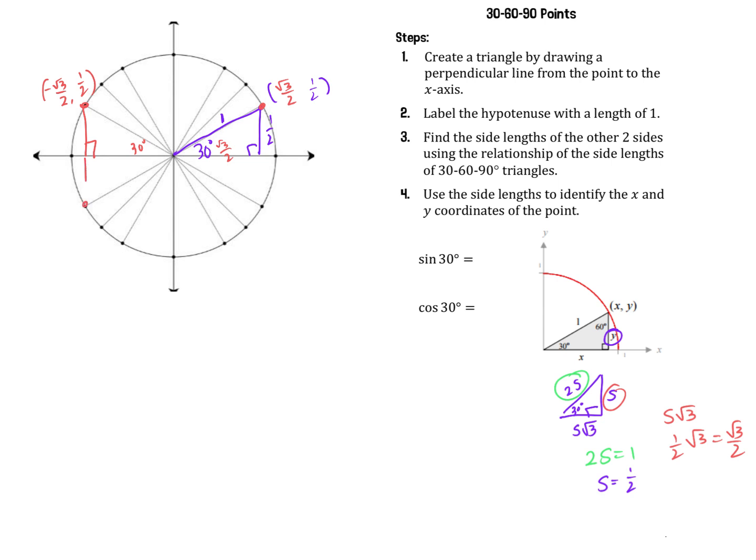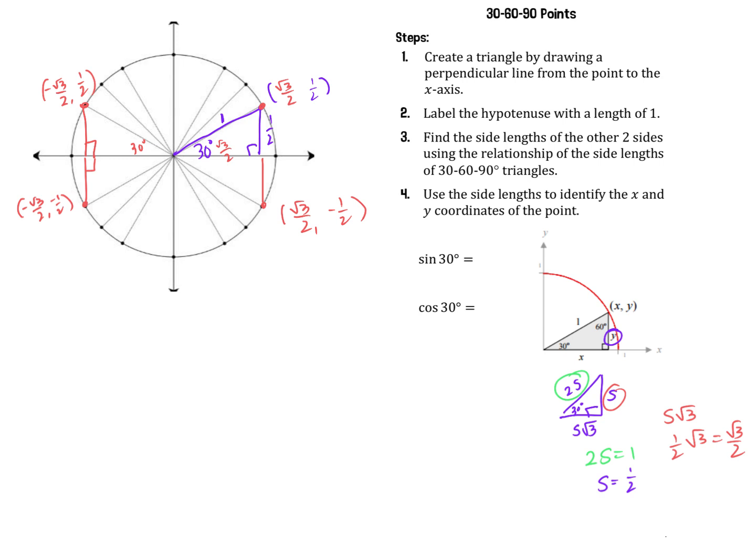What if I reflected it down here? Still a 30-degree reference angle, but now in a different quadrant. Down here, everything is going to be negative. And then the last one over here, the x value will be positive and the y value will be negative.